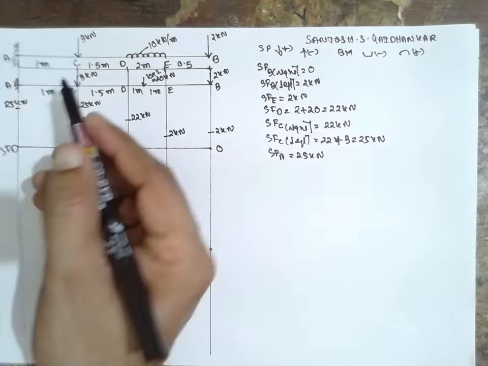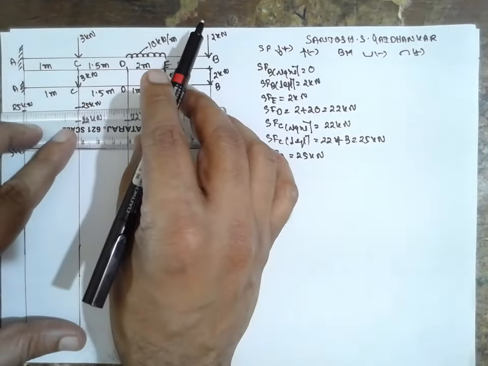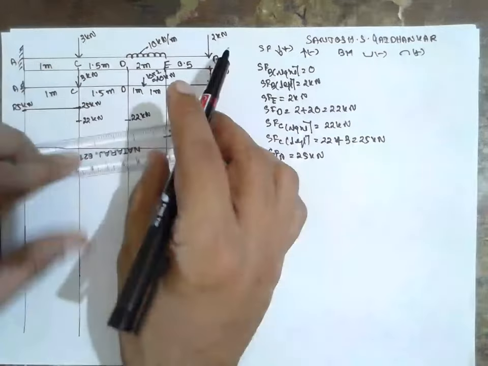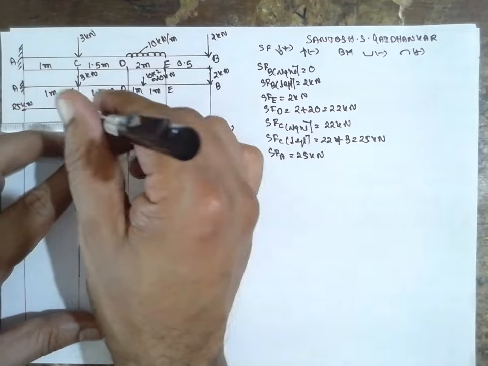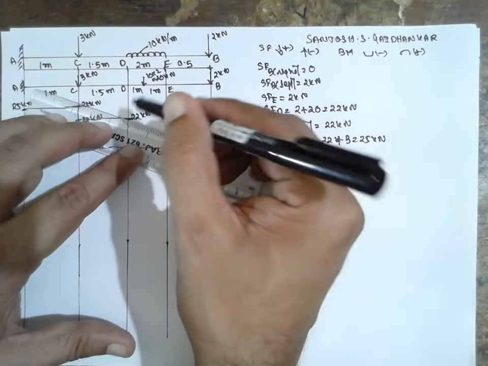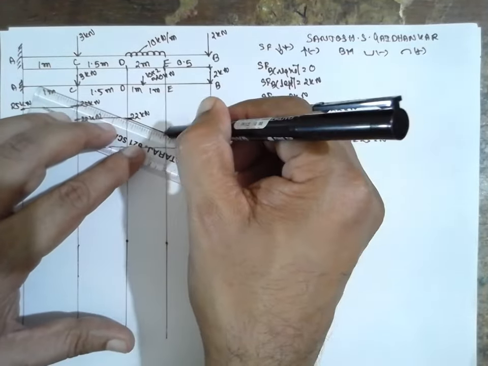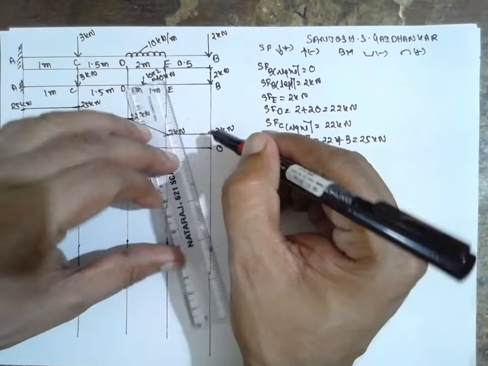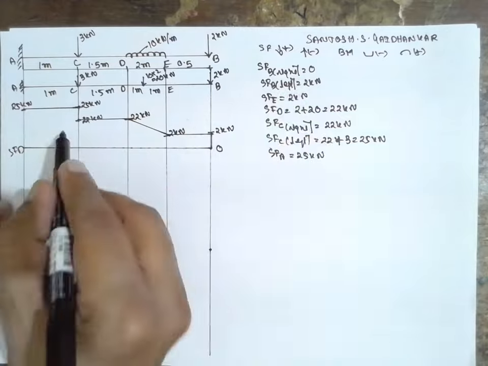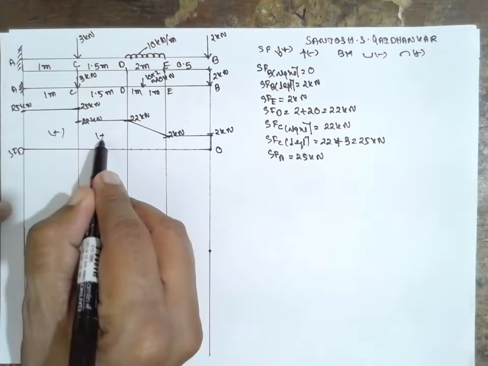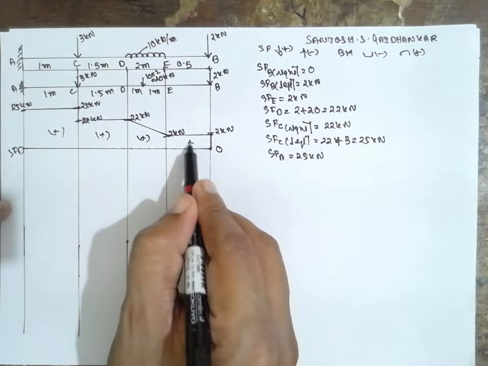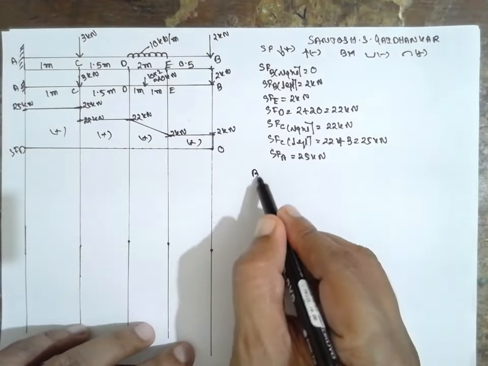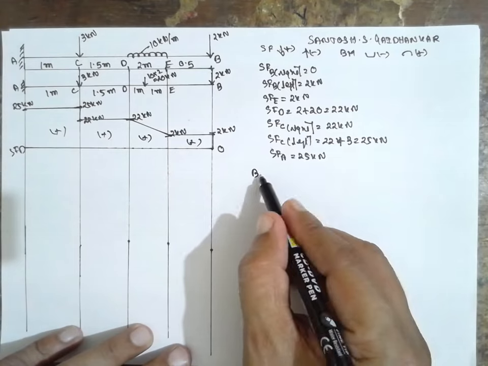Now here there is no UDL, therefore a straight line downward. There is no UDL, straight line. There is a UDL, inclined line. Again, straight line. Zero. This is the shear force diagram. I will go for the bending moment from the left side.